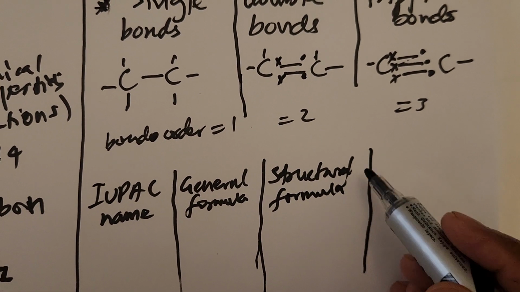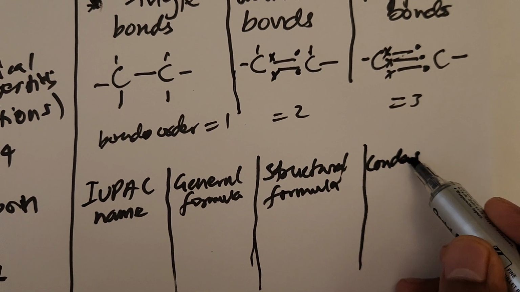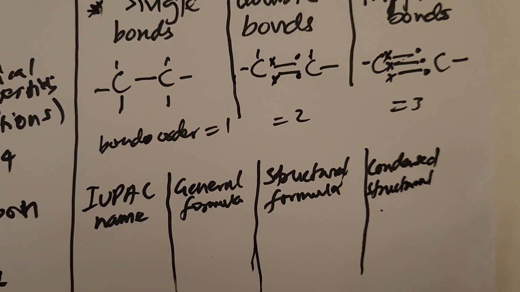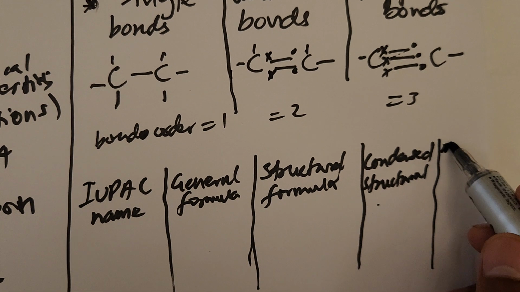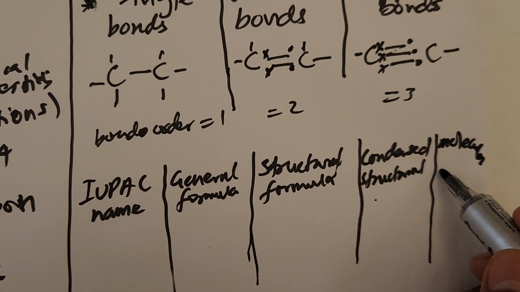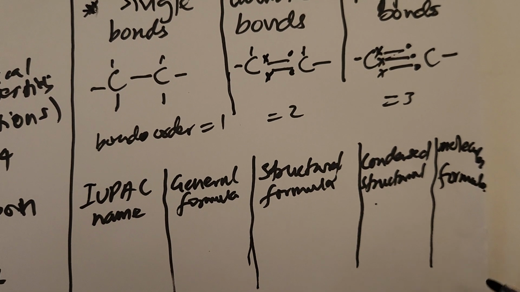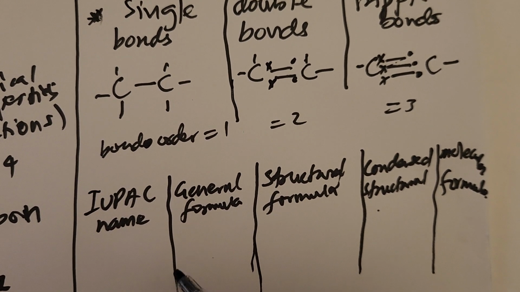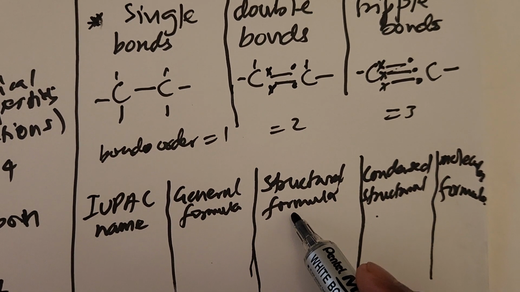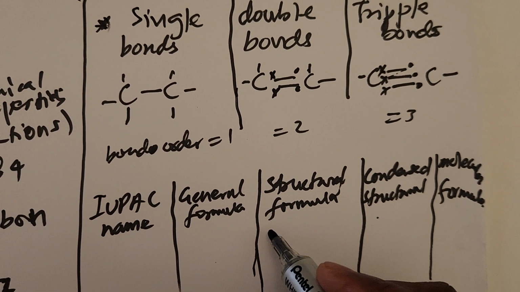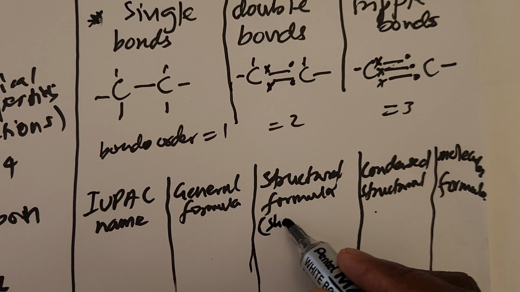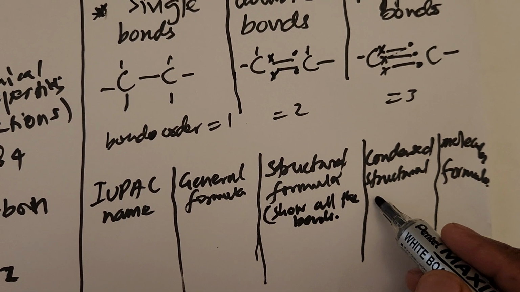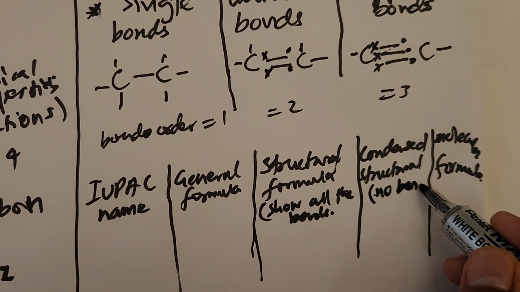We'll explain, and also we'll be talking about the condensed structural formula. And then the last one will be the molecular formula. Those who are coming from grade 11 know what a molecular formula is. Now, for the IUPAC name, there are rules that we will be following. In a structural formula, all bonds must be shown, whereas in a condensed formula, you can show no bonds or some bonds.